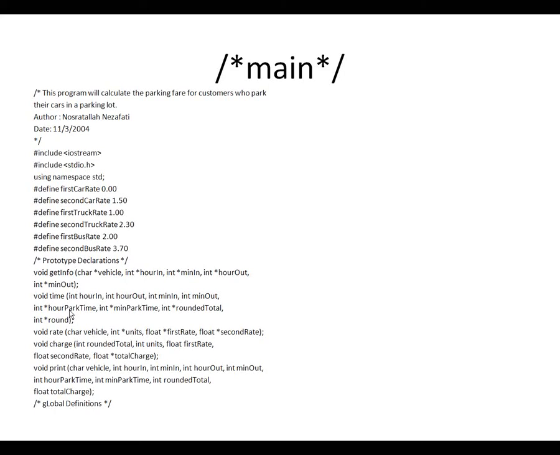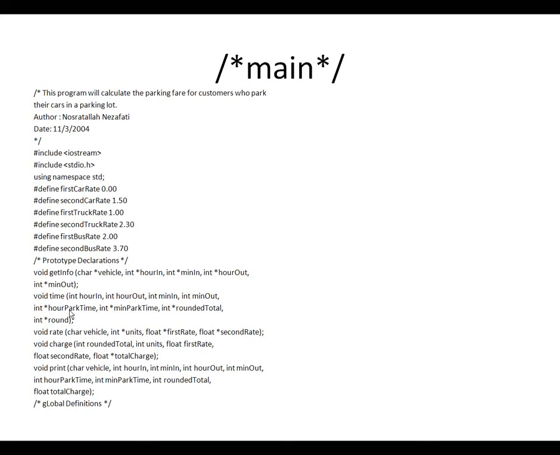The next routine is time. In this particular routine, all we are doing is calculating the hour park time and the minute park time, the rounded total and the rounded hours. Again, the asterisk in front of the variable says that these are passed by reference. If you notice, all my function prototypes have the type void in front of them, which means I'm not returning anything out of those functions. Basically I'm just dealing with changing the variables within the function itself.